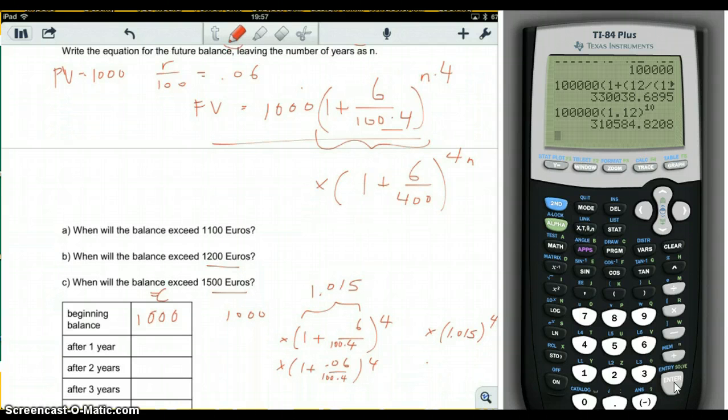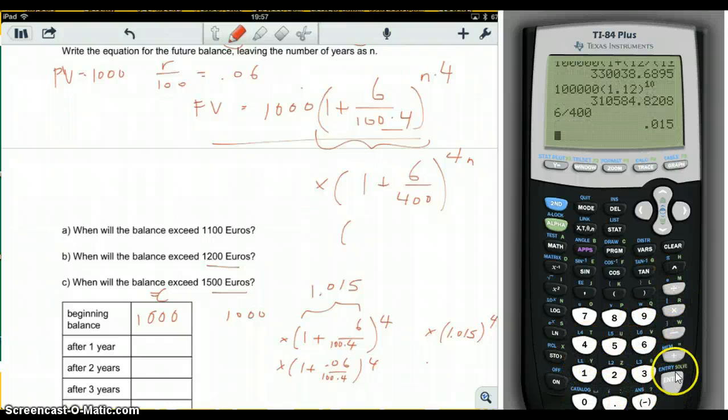So I'm going to simplify the part in the middle. 6 divided by 400 is equal to 0.015 plus 1, okay, to 4n. Okay, so basically every time a year goes by, I am going to multiply the amount by this factor.